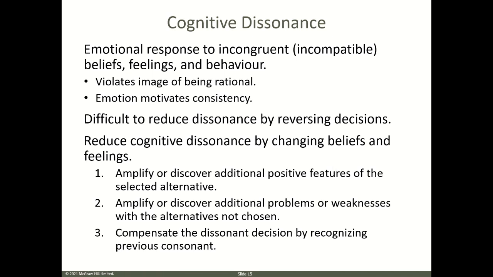It is an emotional response to incongruent, I mean incongruent means not compatible, incompatible beliefs, feelings and behavior. Two persons, maybe husband and wife, may end up in divorce because of incongruence, meaning incompatibility of their thoughts, right? So it violates the image of being rational. And emotion motivates consistency. What are the emotions that will motivate you to stay like that for a longer period of time? That means consistency.